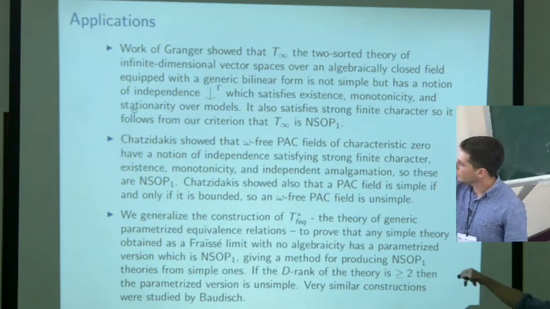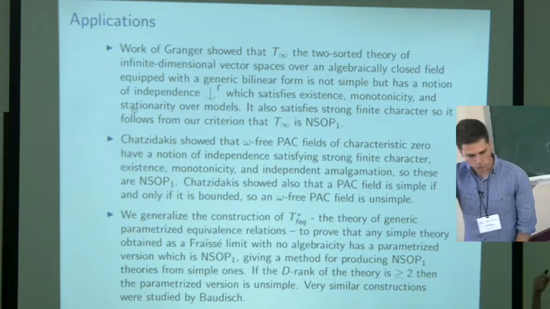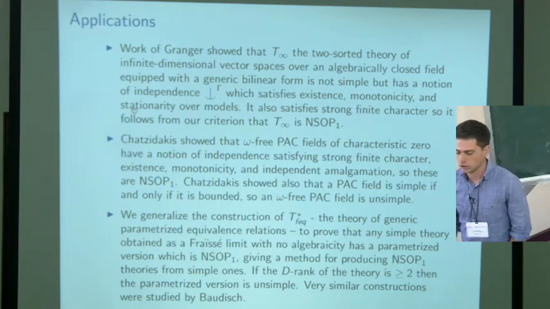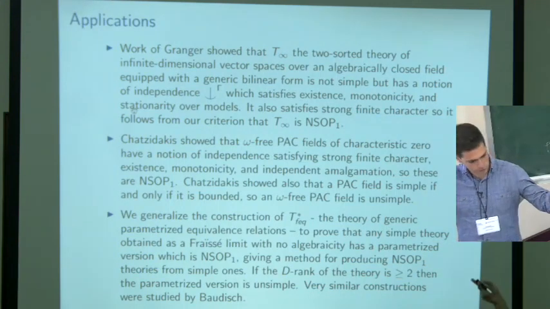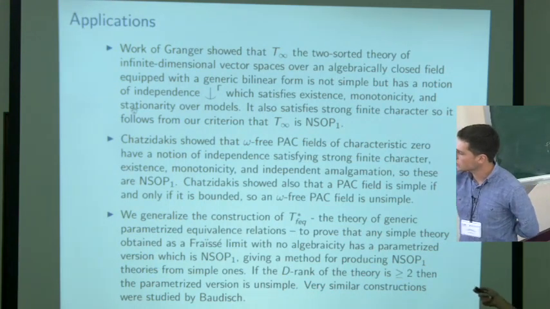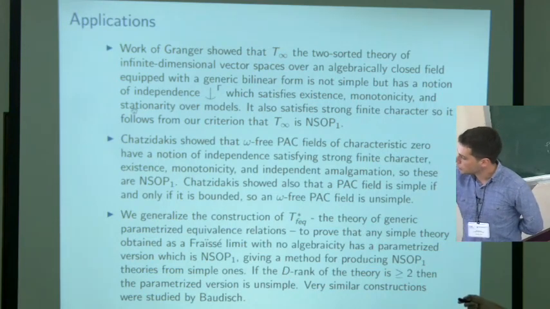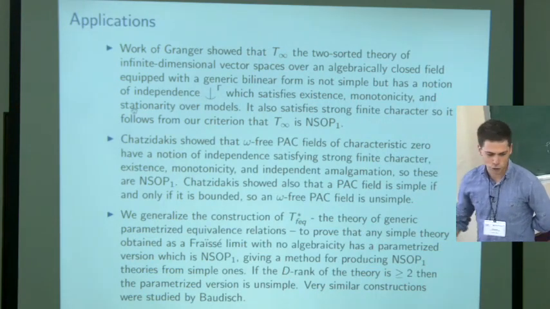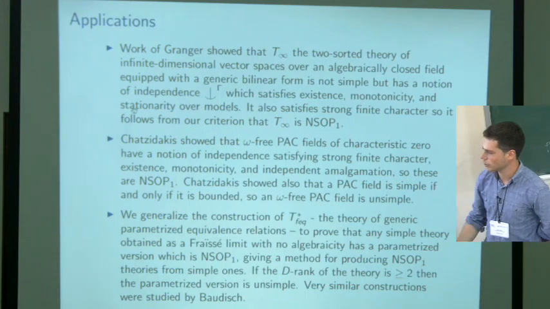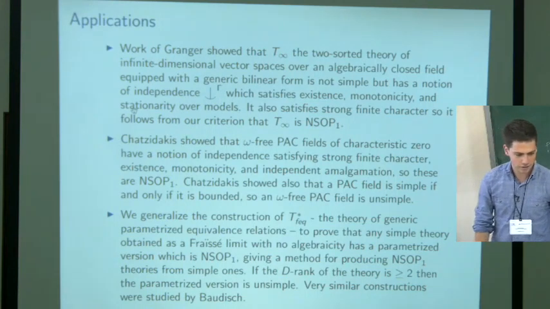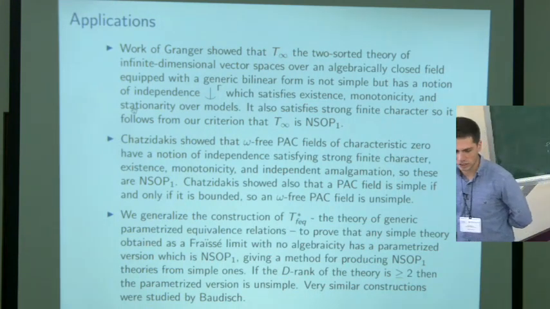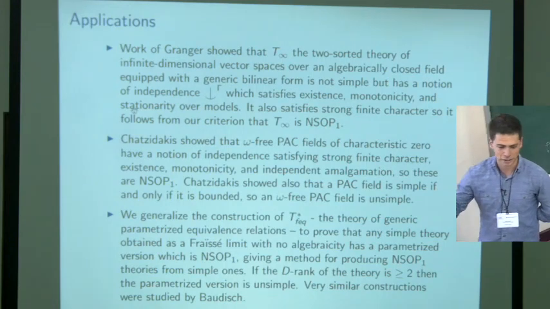All right, then if you parameterize it in a natural way, so you add a new parameter variable to each one of the relations, and you can form a Fraïssé limit, which is like the parameterized version, then this will always give you something in NSOP1. And in particular, if the D rank of the theory is at least 2, then the parameterized version is not simple. Okay, and you actually need this. If you look at the parameterized version of the random graph, you get something simple back.